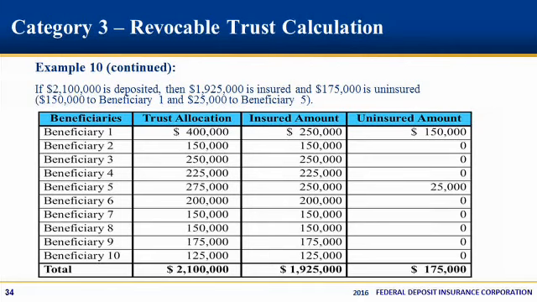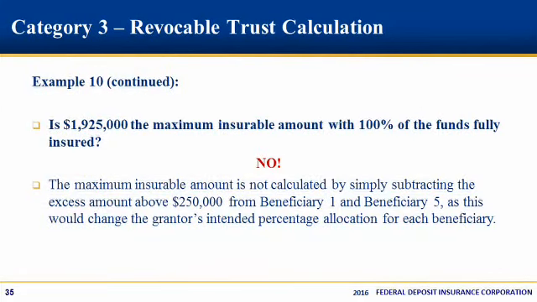If John attempted to deposit $2,100,000 using this trust agreement, he would have $1,925,000 of this deposit insured and $175,000 of uninsured funds because of the excess of $150,000 allocated to Sally, beneficiary number 1, and the excess of $25,000 allocated to XYZ nonprofit organization, beneficiary number 5. So if John deposits $1,925,000, will 100% of the funds be fully insured?